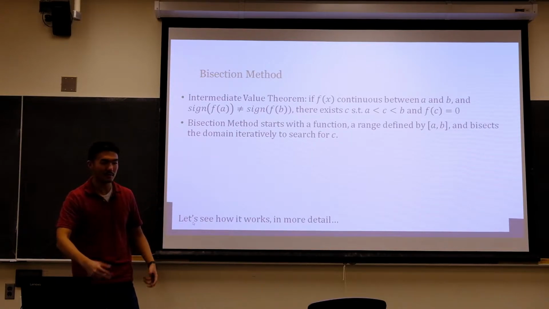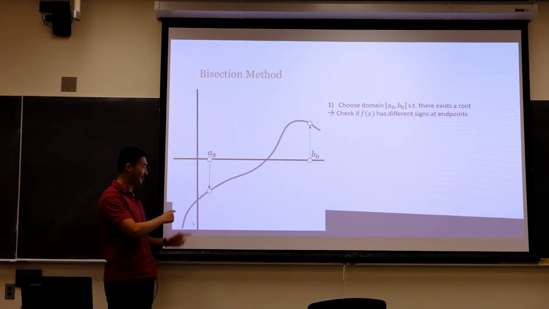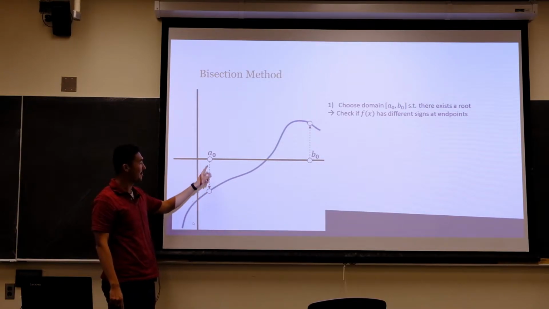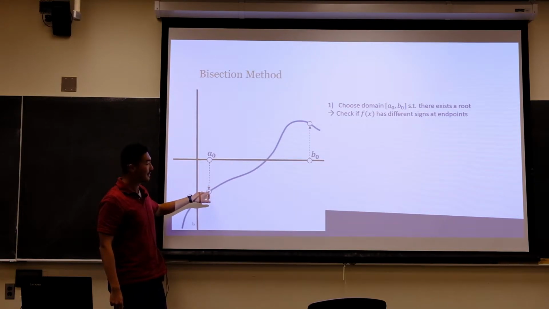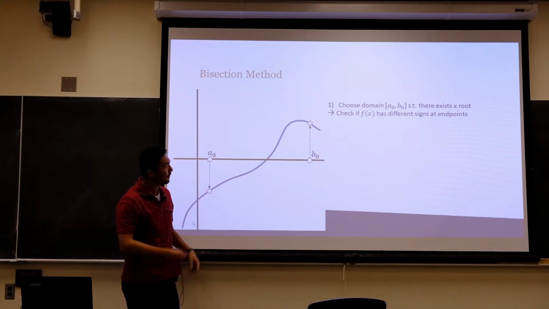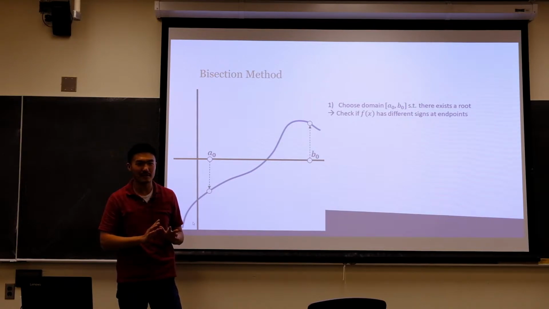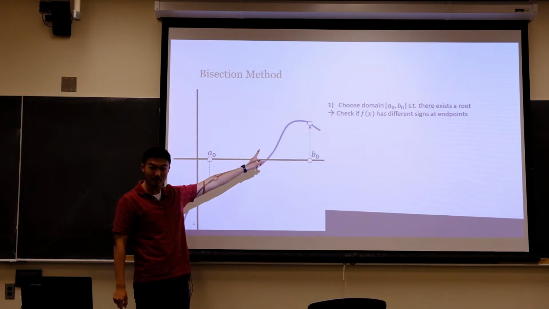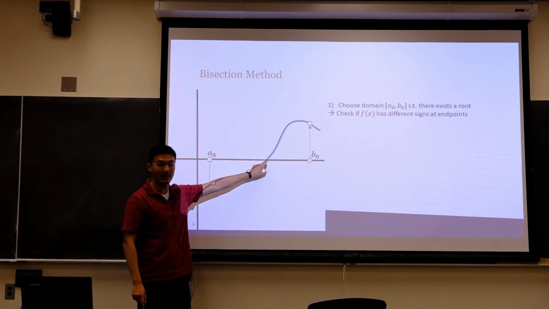So let's see how this works in detail graphically. We start with the function. This line is the function. We have an initial domain defined by the endpoints a naught and b naught, and we evaluate the function at those points, right here and right there. We first have to check, does f of x have a different sign at the two endpoints? In this case, yes, that is true. It is negative here and positive there, which implies that there is a root that exists right here.